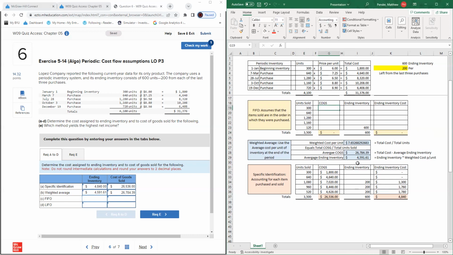And then from here, calculate cost of goods sold by the purchase price of that unit. So 300 times $6. And because that'll stay the same, I could just click and drag this to the bottom. So it gives me total cost of goods sold. And then the only ending inventory calculation I need is my remaining 600 multiplied by the cost at which I purchased those 600 units, which was the last run. So ending inventory is 5340, and then cost of goods sold is 26036.